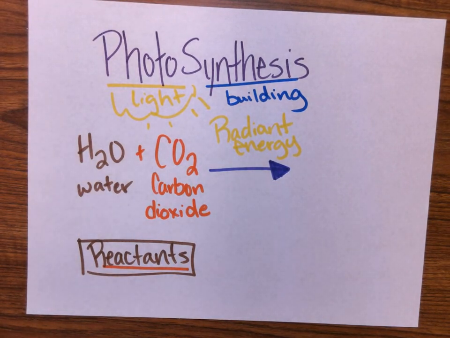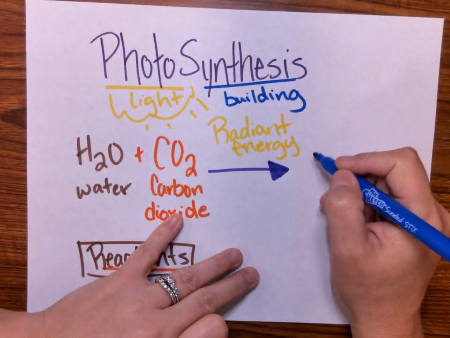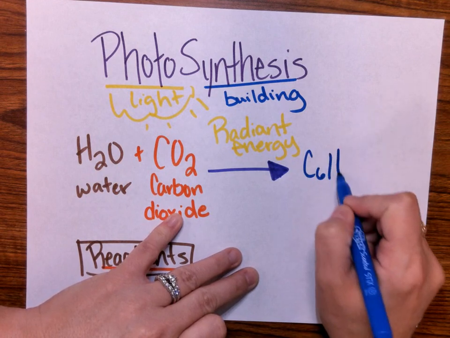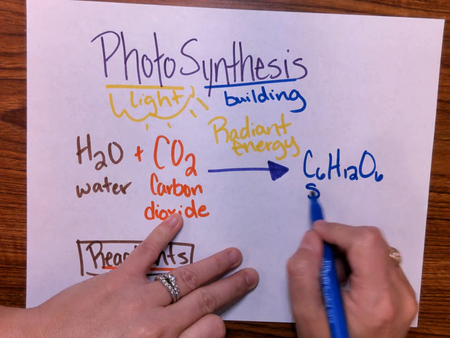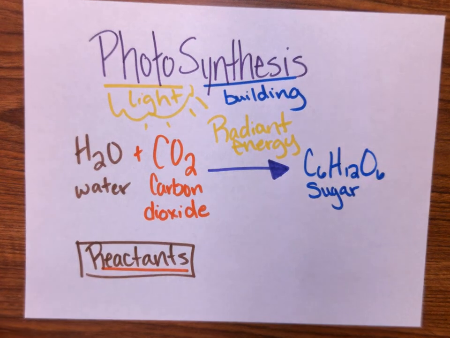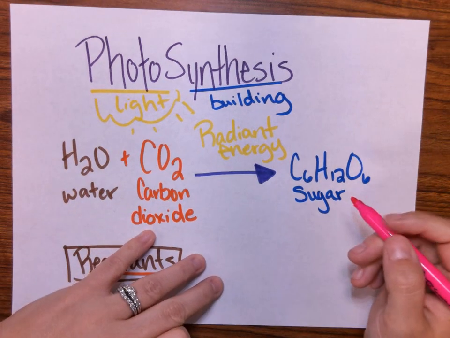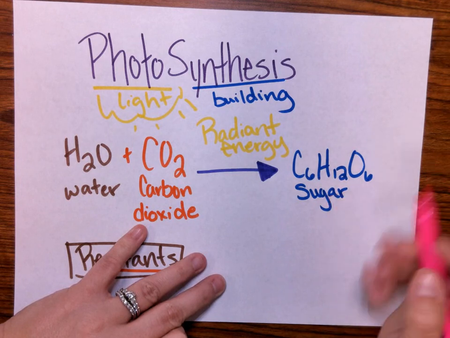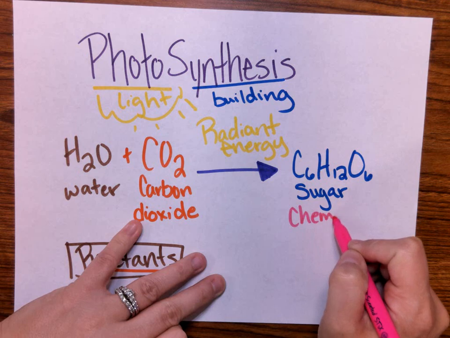The first thing and the big important thing, the thing that they are building, the thing they need, is sugar or glucose. And for our purposes today, we're going to say that's C6H12O6. This is sugar or glucose. And this is where that plant stores the chemical energy it needs to grow, reproduce, and carry out life functions to help sustain life. So the sugar is stored chemical energy.